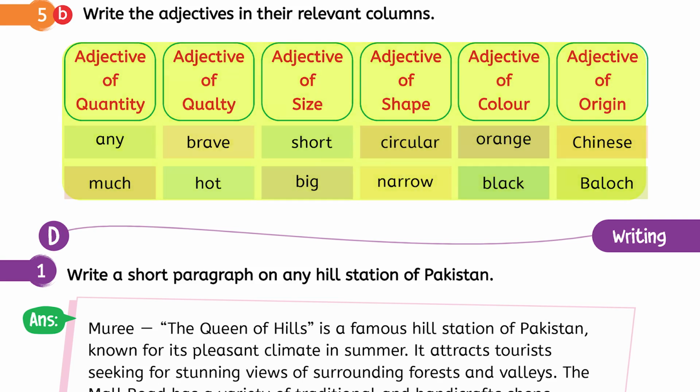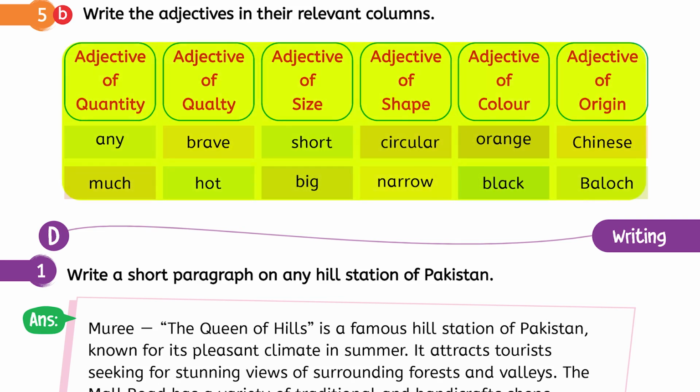Number 1, adjective of quantity. Number 2, adjective of quality. Number 3, adjective of size. Number 4, adjective of shape. Number 5, adjective of color. And number 6, adjective of origin. So, after discussing with your teacher, we are going to write them in the specific relevant column. There are many adjectives that are mentioned.